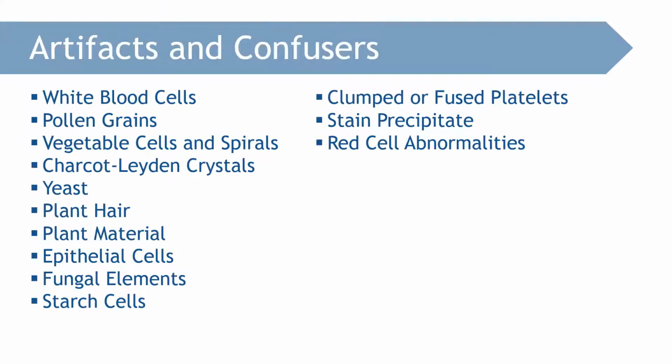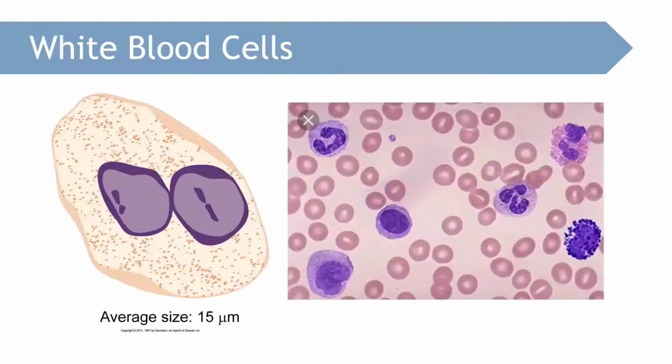Here are our artifacts and confusers: white blood cells, pollen grains, vegetable cells and spirals, Charcot-Leyden crystals, yeast, plant hair, plant material, epithelial cells, fungal elements, starch, clumped or fused platelets, stain precipitates, and red blood cell abnormalities. These can confuse a medical technologist and affect how they report their analysis. This is actually the usual thing that med tech students see in microscopic examination of the stool.